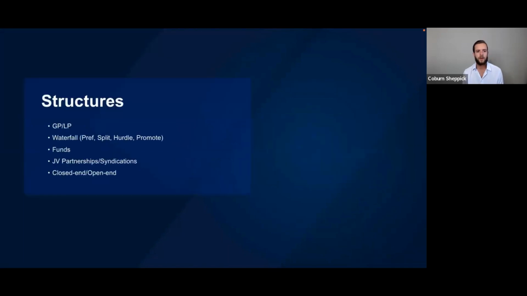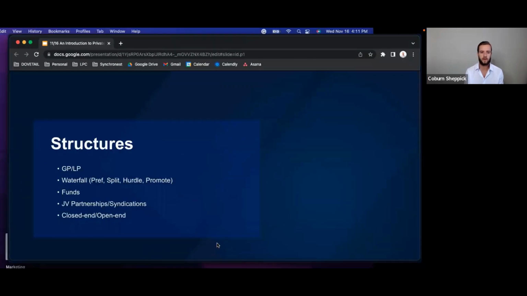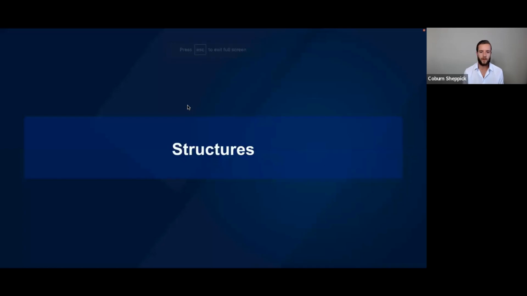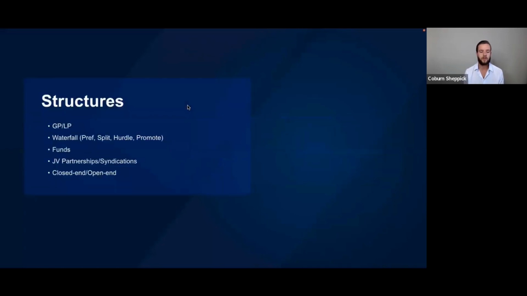So the structures as it relates to, let's see, we've got a typo here, but the structures as it relates to... sorry about that, jumping out of there.